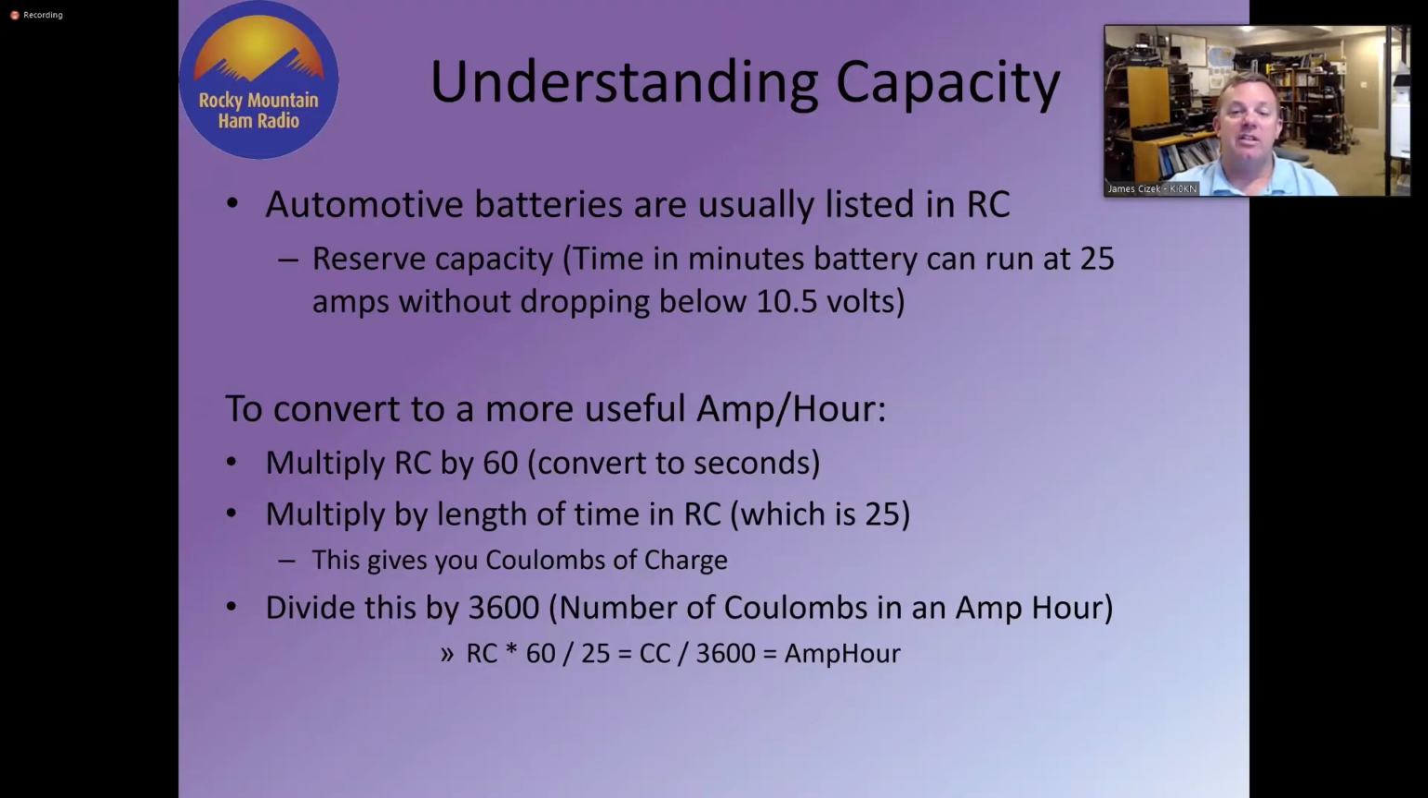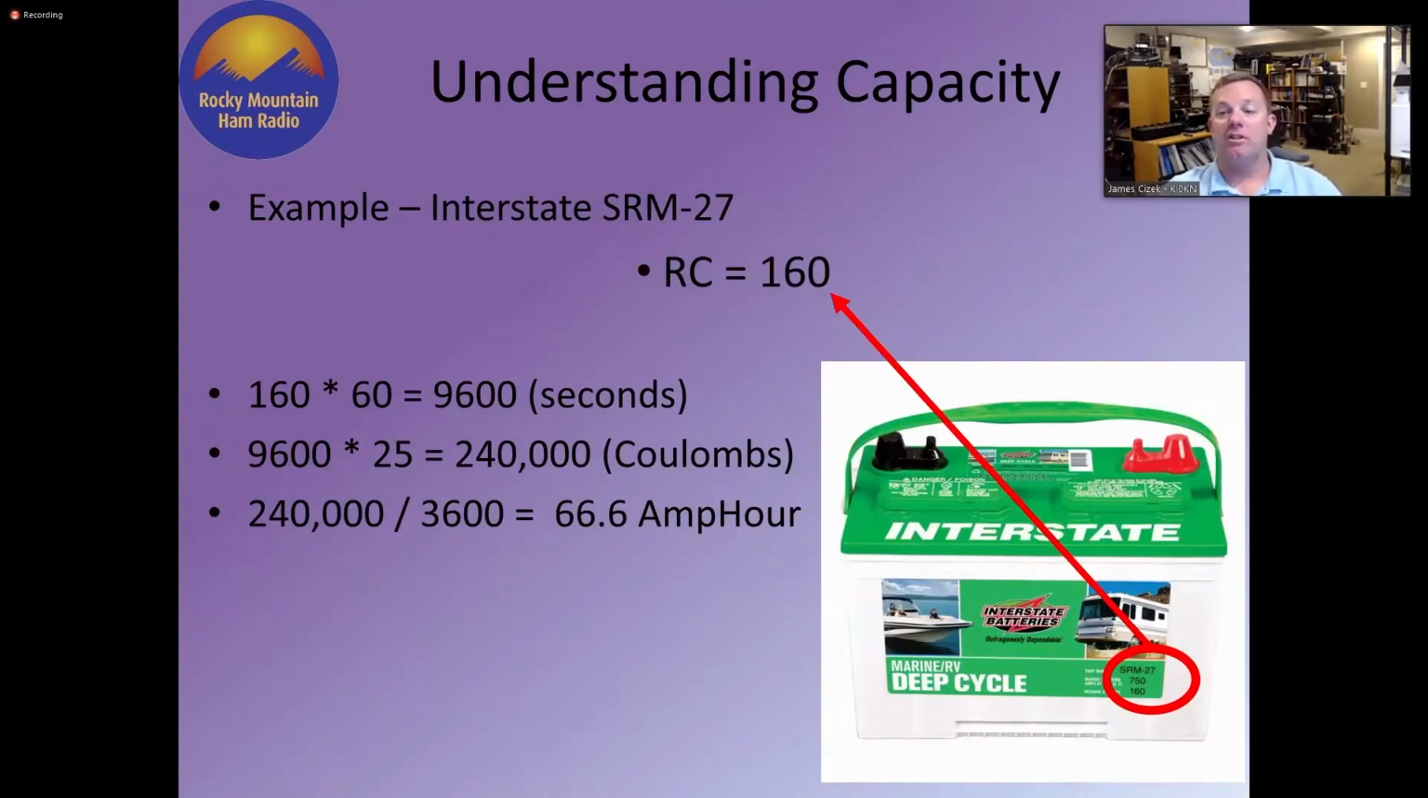And then you divide this by 3,600. That's the number of coulombs in an amp hour. So, little example here. Here's a pretty typical battery. And you'll see in the corner, it's got a 160 reserve capacity rating. So we take that times 60, that times 25, divide that by 3,600. We come up with 66.6 amp hours in that battery.